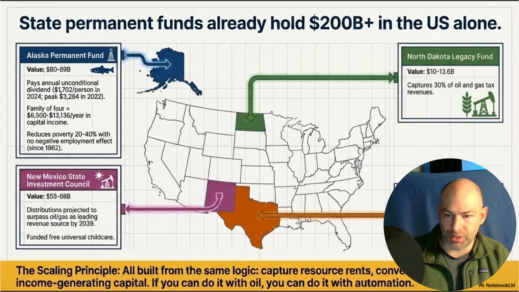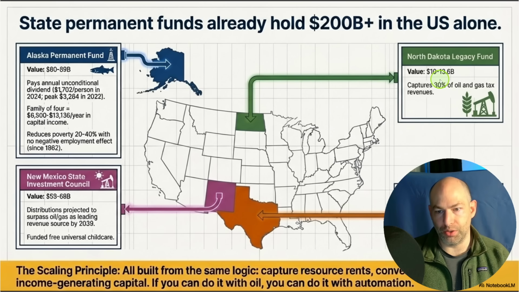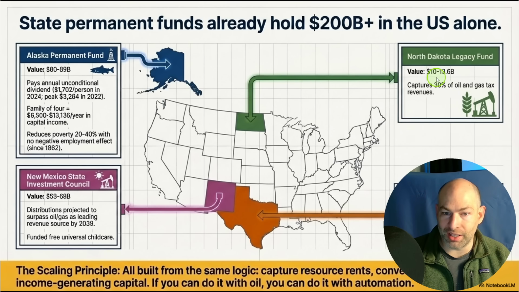Then the Texas Permanent School Fund, also funded by oil to the tune of $48 billion, one of the oldest sovereign wealth funds globally, 1854. This one is genuinely very old. And then the North Dakota Legacy Fund, also by oil. So you see a common pattern there where you have oil rents that you can capture, but oil is not the only thing that you can capture.